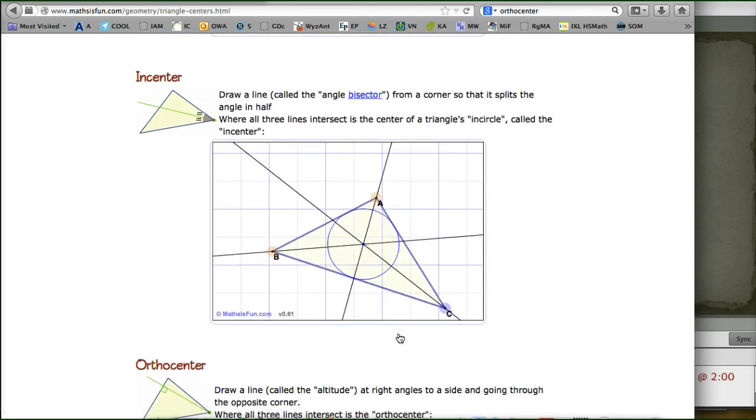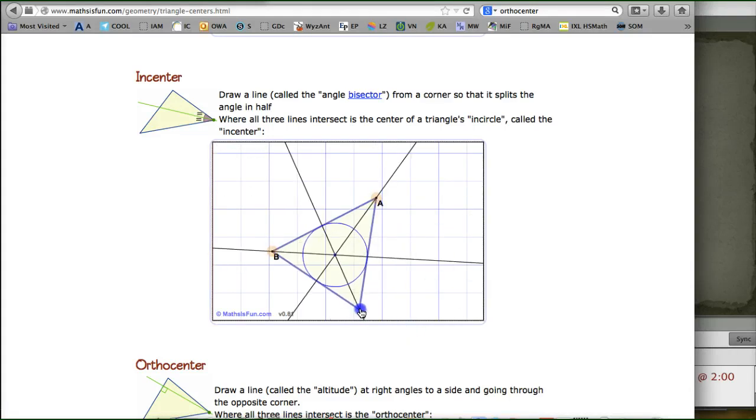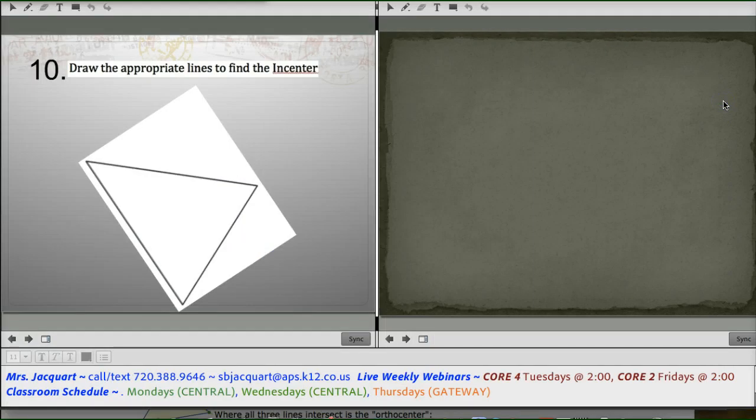So back to the incenter. We're going to draw 3 angle bisectors. Let's explore that a little bit and see how it moves. Okay, let's go back to my PowerPoint. Angle bisectors. Use a protractor, or you can bisect your angles too.